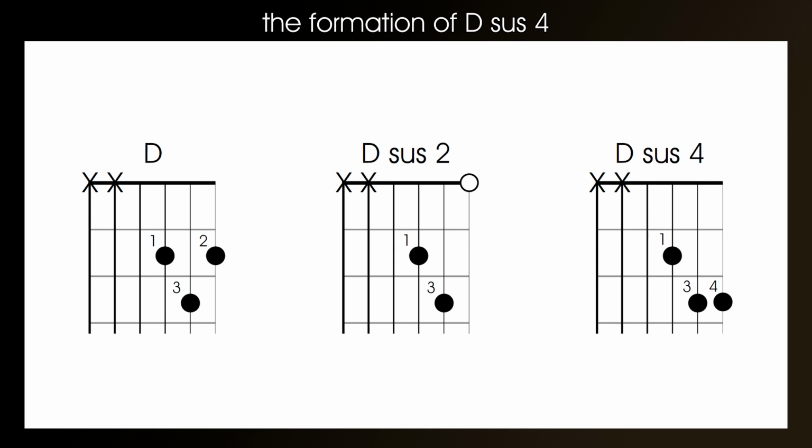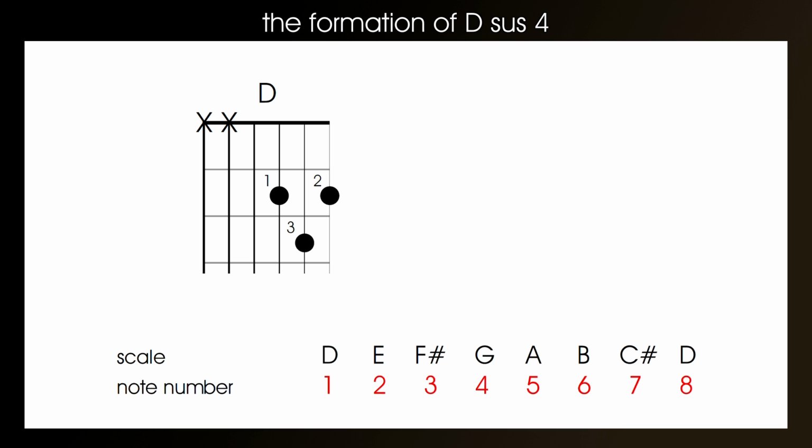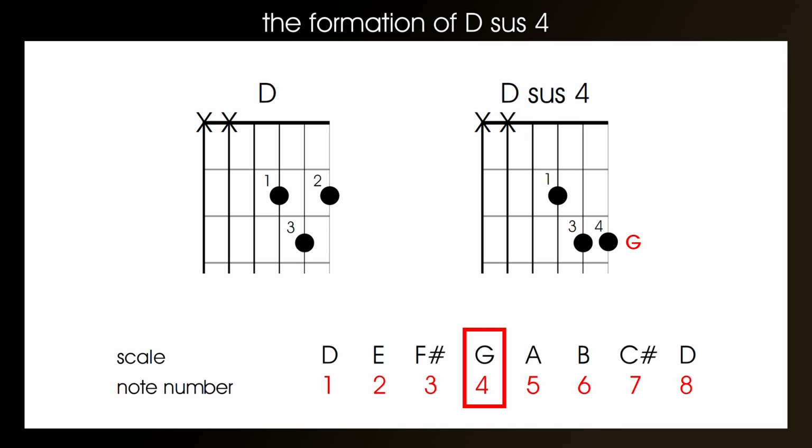Okay, let's take a look at the D sus4. And in the same way as the previous example, we start with a D major, and then this time we add the fourth note of the D major scale, which is a D, E, F sharp, G. Now, the easiest way to introduce the G to the D major chord is to add the fourth finger onto the third fret of the top E string, so that you're playing a G instead of the F sharp, and there you have the D sus4.